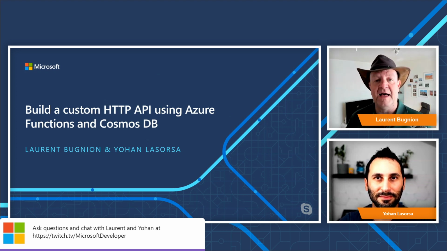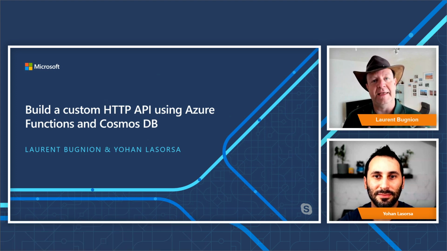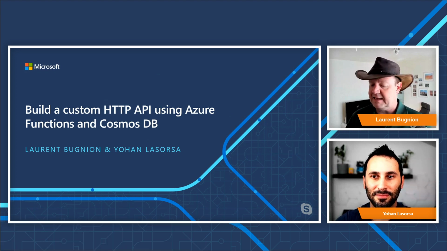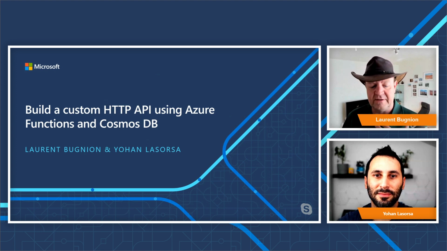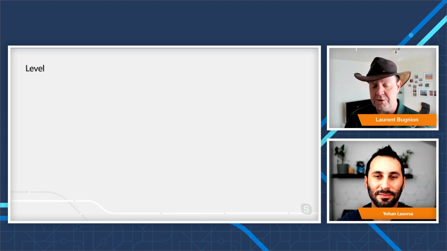So our session today is about building an HTTP API, and we'll talk more about what it means and exactly how it works, and we'll talk about Azure Functions, Cosmos DB, but before that, we are going to go through some theories and understanding why we are actually choosing those technologies.